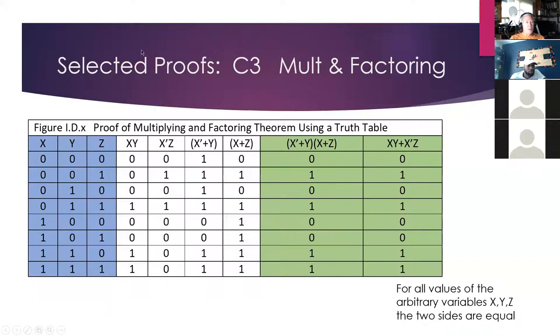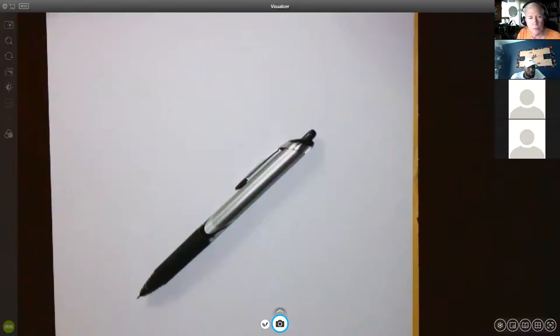Okay, and here we did the same thing with the multiplying and factoring theorem. Again, what we're trying to prove is that X prime plus Y quantity times X plus Z equals XY plus X prime Z. And sometimes what we'll do for the multiplying and factoring is we draw little lines under them. So let me show you that because that's kind of cute.